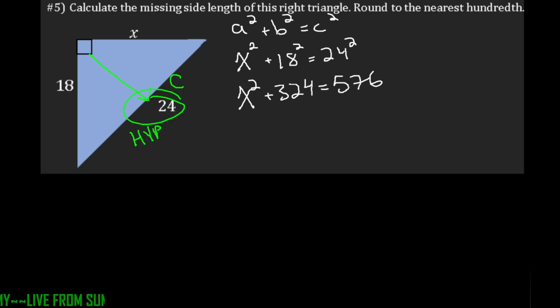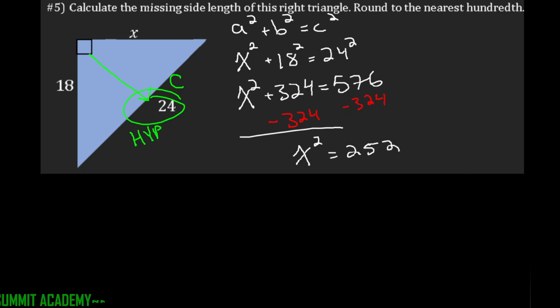576. Now I have to subtract both sides because I'm trying to get x by itself. So I subtract 324 from both sides. So I have x squared equals 252. Last step, take the square root of both sides. And I know it's not equal to 252 because my answer has to be less than 24.